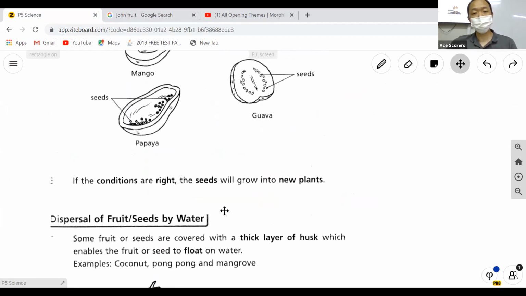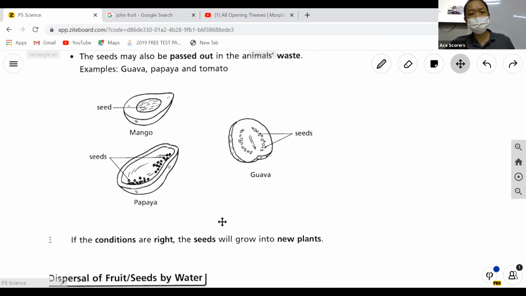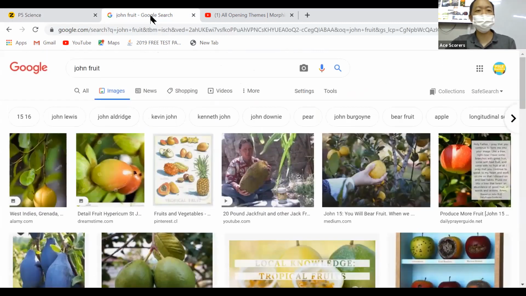Wait, can you go to the translator and see what papaya is in Korean? Korean papaya. It's going to sound so funny. Google Translator. Yeah.